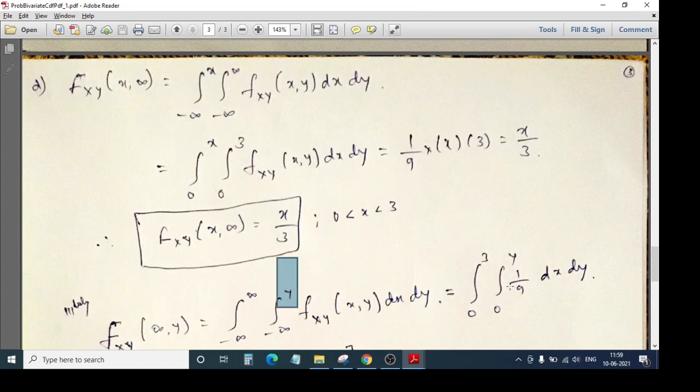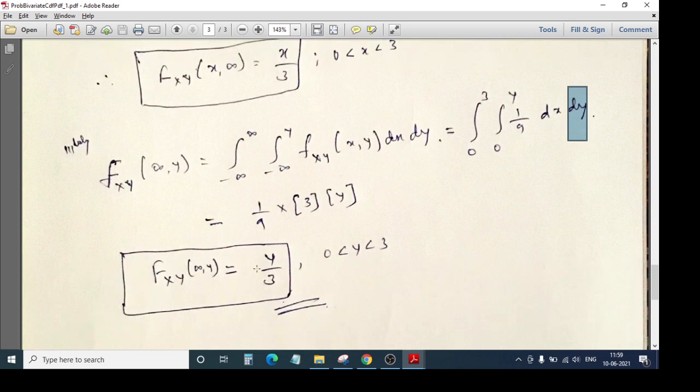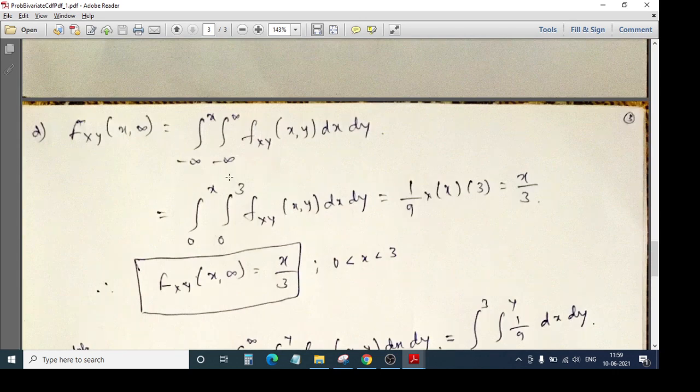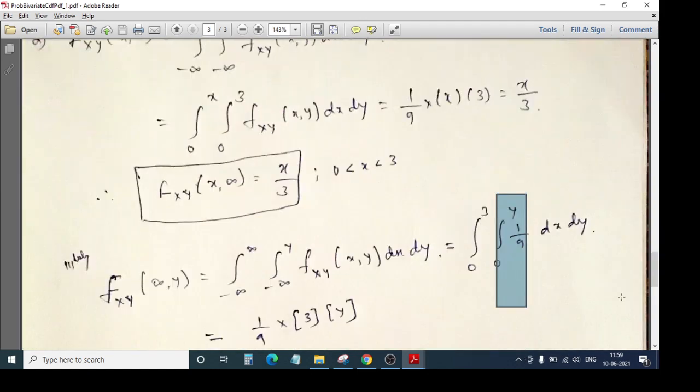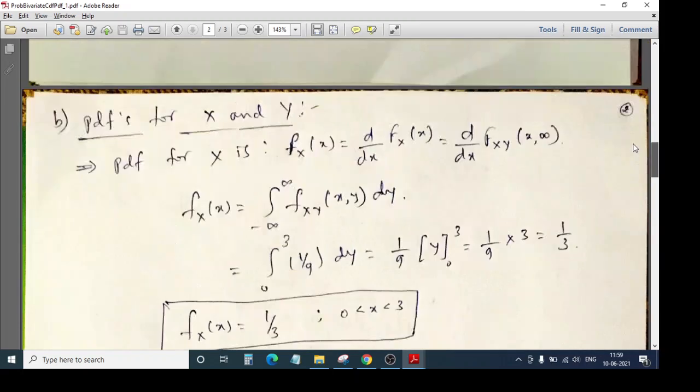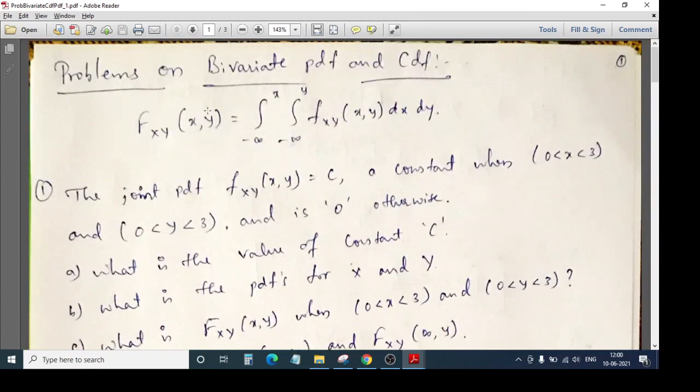Okay. So you know the value of fxy, 1 by 9. So integrate that with respect to dx and dy. Finally, your answer is y by 3. Only small change is what now? In between this and this, that here you are integrating from 0 to x. Here you are integrating from 0 to y. Okay, so the last part is also done. So this is one of the problems of your bivariate CDF and PDF.